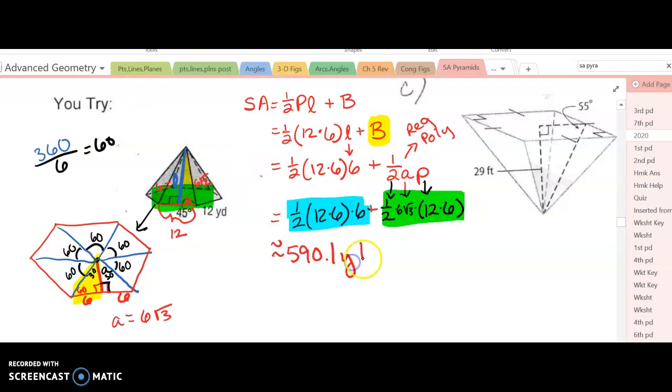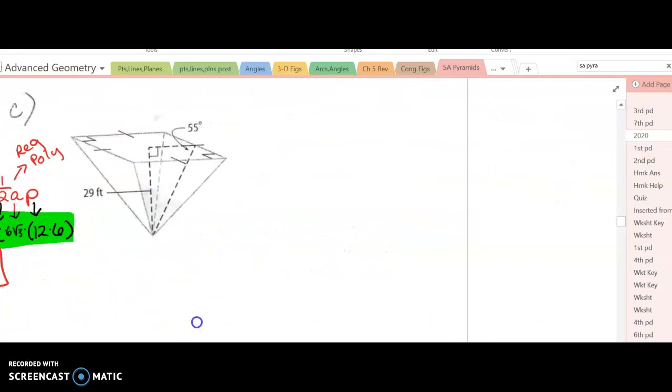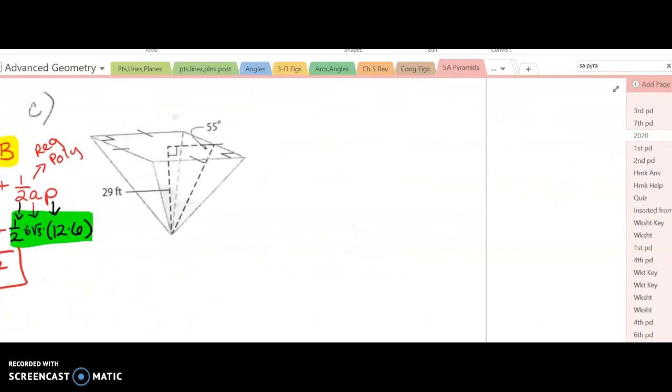And that would be yards squared. All right, the last problem here, let's look at part C. On this one, I hope it doesn't throw you off that it is an upside down pyramid. Let's look at what else we have. This 29, if you can't tell, is going straight up the middle. That is not a slant height. That's an actual height of the pyramid. We do have the slant height drawn in, even though it's not given to us.